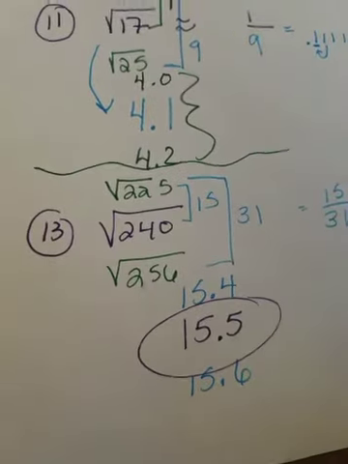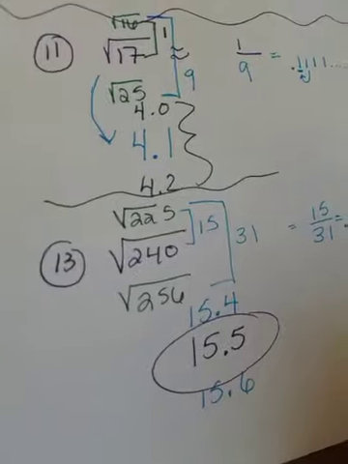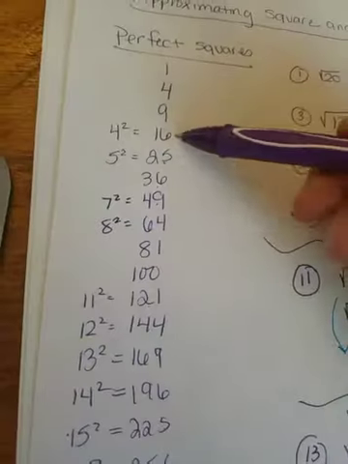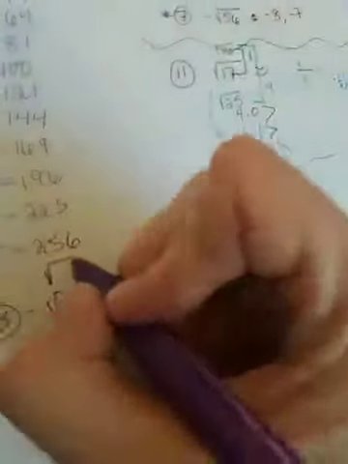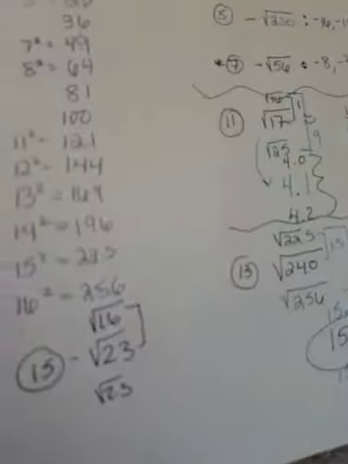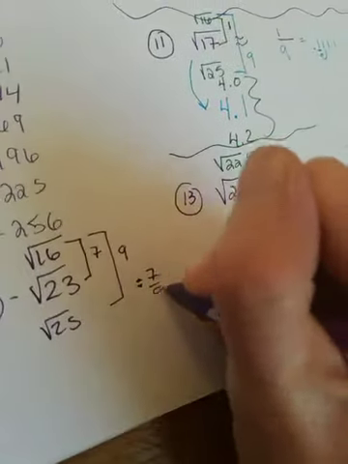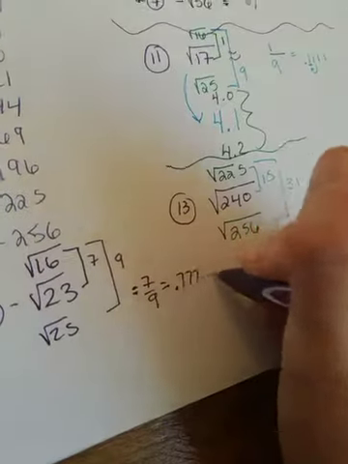The same thing works with the negatives. I think I would like to just show you one of those really quick. So if you look at number 15 on your paper, it's the negative square root of 23. So 23 is between 16 and 25 again. So I write the square root of 16, square root of 25. The difference from 16 to 23, you're going to tell me is 7. From 16 to 25, you're going to tell me is 9. So I take 7/9, which is 0.777 repeating.